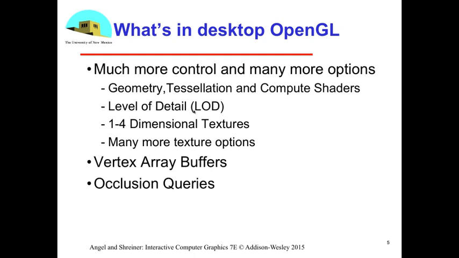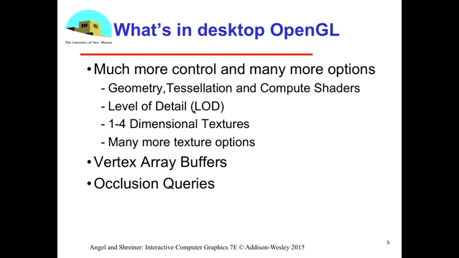What you do have in desktop OpenGL is 1 through 4 dimensional textures. We've only had 2-dimensional textures available, and in particular 3-dimensional textures are really powerful things, not only for simulating materials by specifying a block that has the right properties, but also for doing things like medical applications, doing visualization of CT data sets and MRI data sets. So that's a very powerful facility, and I expect that that'll come up in WebGL soon.